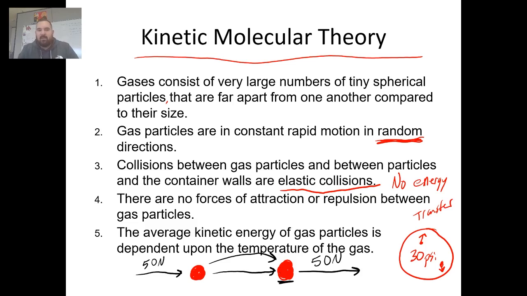All right, so the next one. There are no forces of attraction or repulsion between gas particles. You know what that means. It means they're not attracted to each other. There are no bonds between them, and they don't repel each other either.